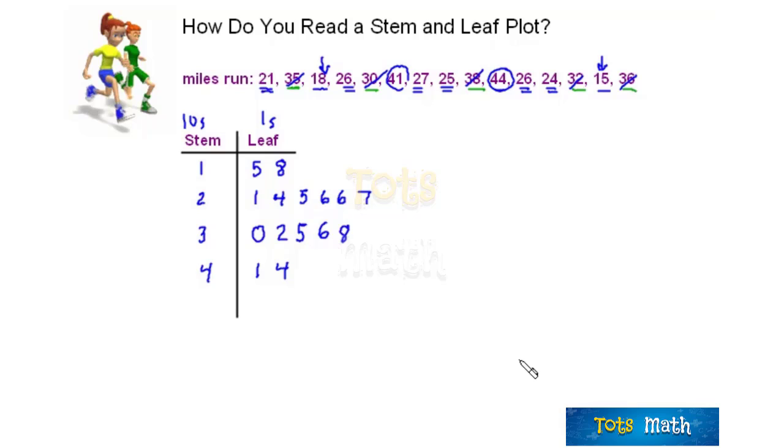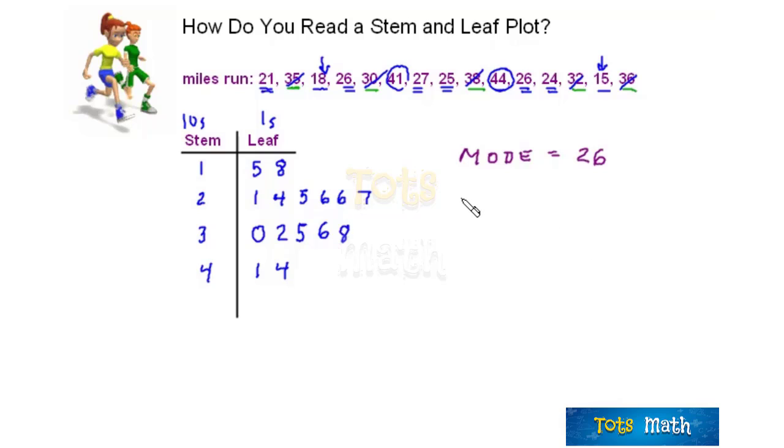Well, right away we can see that the majority of team members ran miles in the 20s, and that ranged from 21 to 27. We can also see that in the stem of 2 we have 2 leaves that are exactly the same. So 2 members of the track team ran 26 miles. Because that's the only value that shows up more than once, we can call that the mode. So the mode of our data is 26, because that number shows up twice.